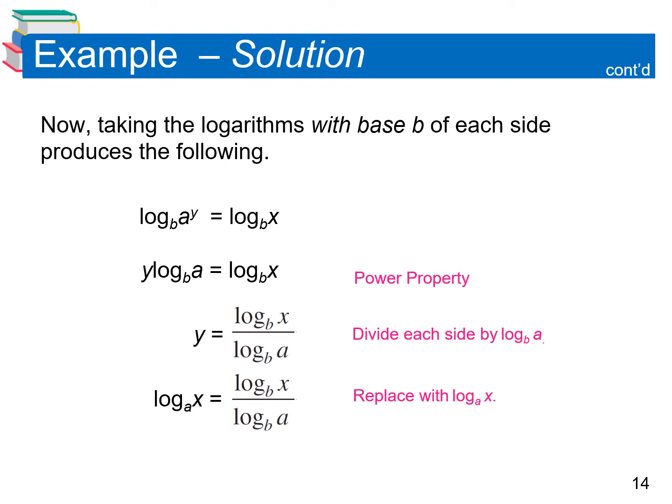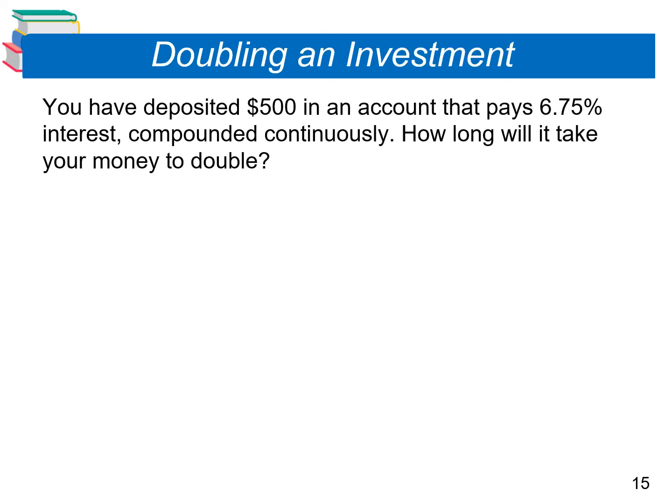So let us have a real-life application entitled Doubling an Investment, meaning you are going to double your investment. So you have deposited $500 in an account that pays 6.75% interest, compounded continuously. How long will it take your money to double?